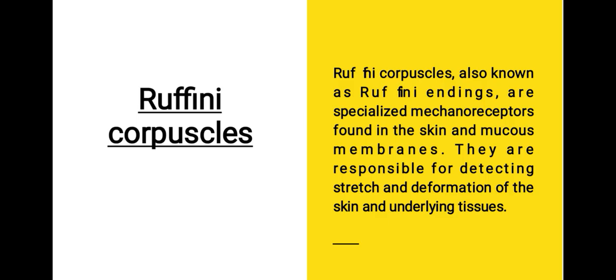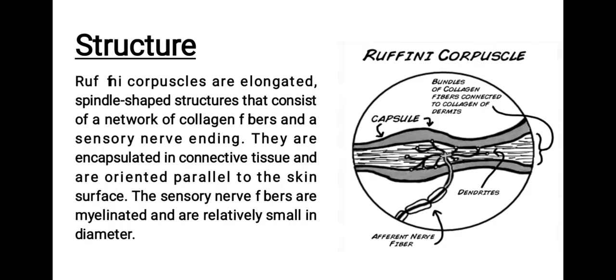Ruffini corpuscles. These are specialized mechanoreceptors found in skin and mucous membrane. Their structure: a bundle of collagen fibers connected to the collagen of the dermis, dendrites, and an afferent nerve fiber. These are elongated, spindle-shaped structures that consist of a network of collagen fibers and a sensory nerve ending, encapsulated in connective tissue and oriented parallel to the skin surface.